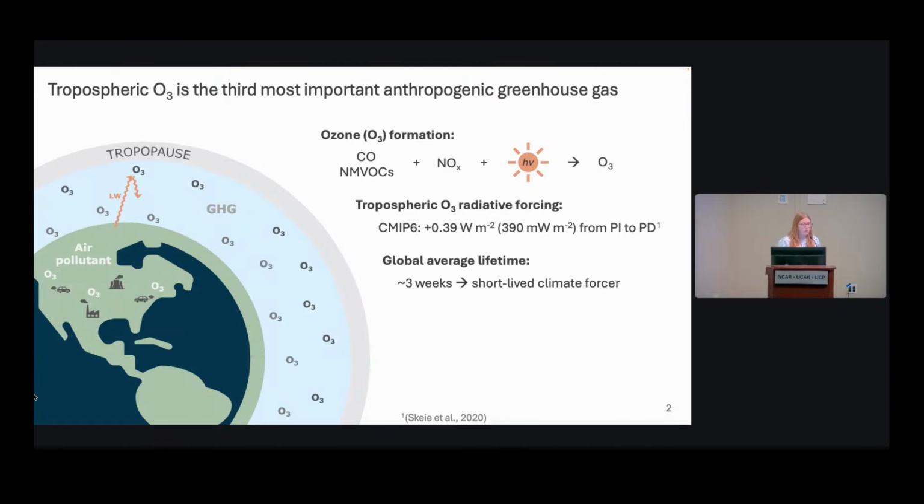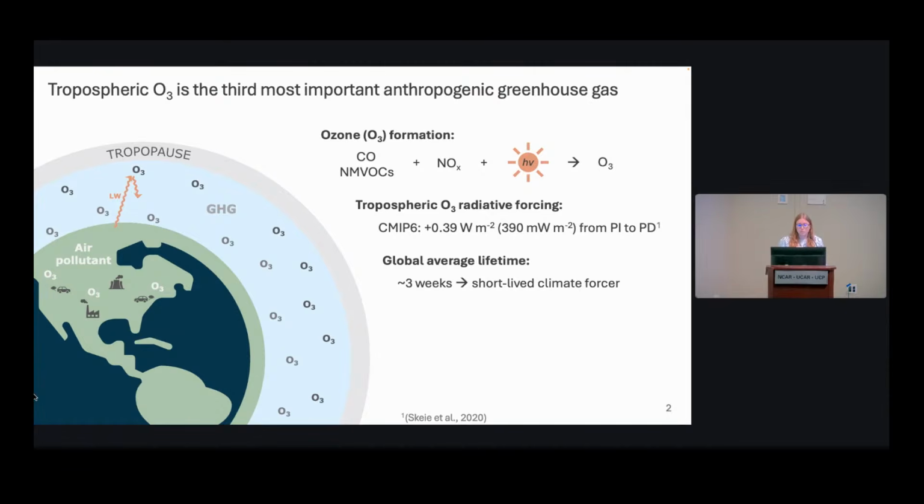However, unlike CO2 and methane, tropospheric ozone is considered a short-lived climate forcer, with a short globally averaged lifetime of approximately 3 weeks. Therefore, its distribution and abundance in the atmosphere is highly spatially and temporally variable, and so is its associated radiative forcing.